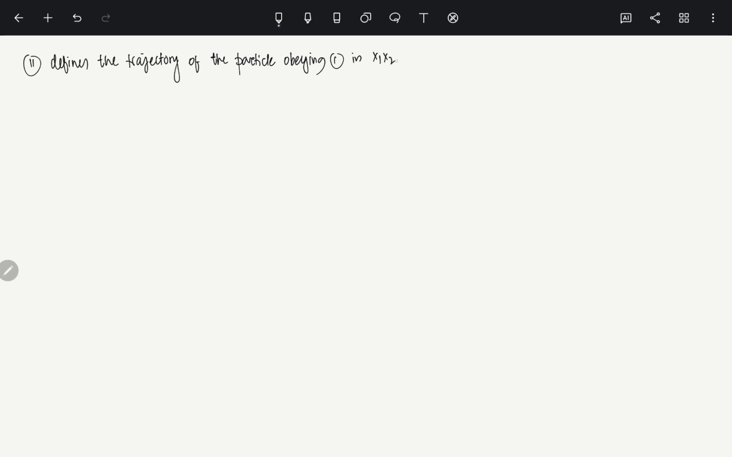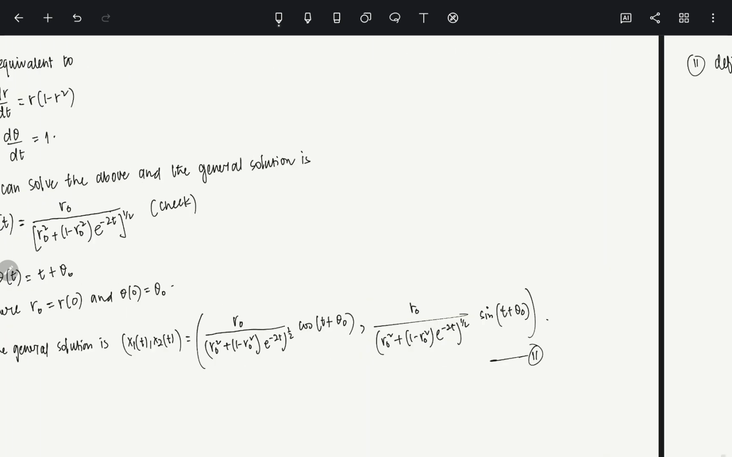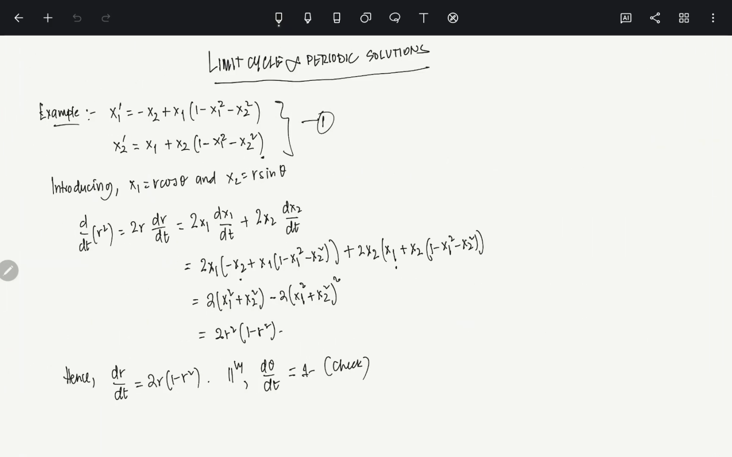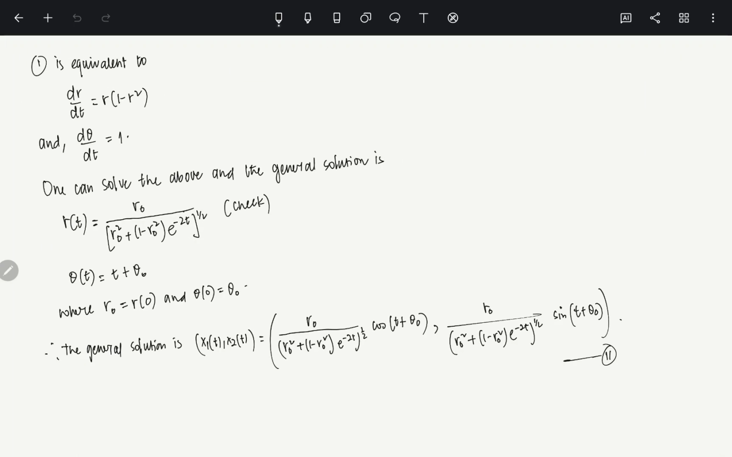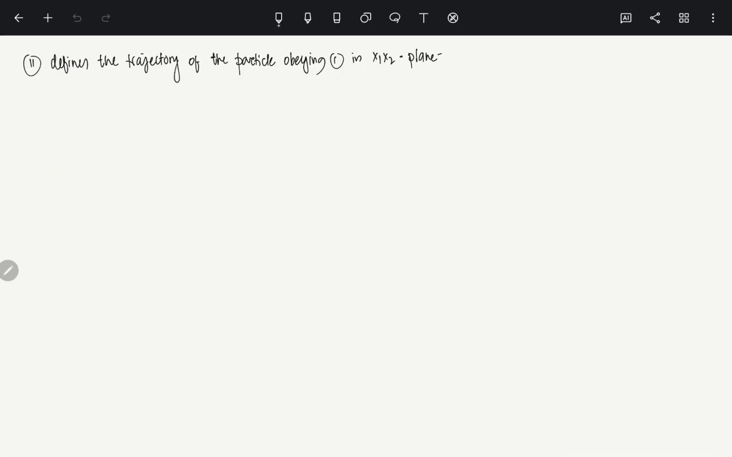In the x1 x2 plane. What do I mean by this? You see, what I meant is, this system is nothing but basically a particle which is moving in the x1 x2 plane, right? Based on the parameter t. So the rule is this one: x1 prime and x2 prime is given by this, and the trajectory is given by 2. Is it okay? Now you see, we are going to analyze this thing. So let's look at this.